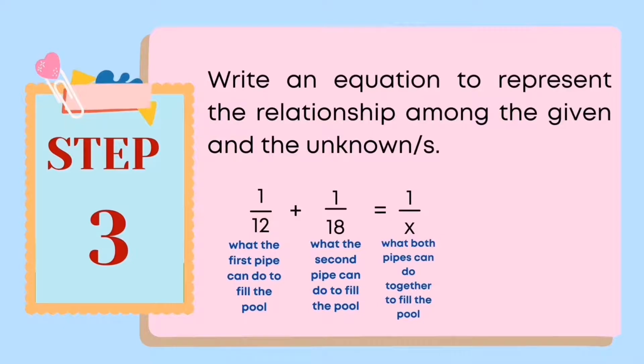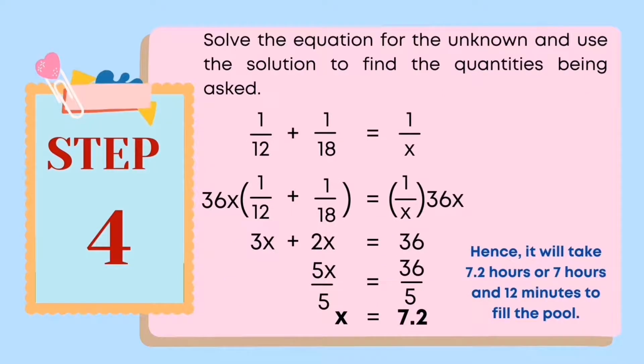1 over 12 will be the part of what the first pipe can do to fill the pool, while 1 over 18 will be the part of what the second pipe can do to fill the pool. And we have 1 over x will be the part of what both pipes can do together to fill the pool. And to solve now the equation, we have to multiply 36x to 1 over 12 plus 1 over 18 equals 1 over x to get rid of the fraction.